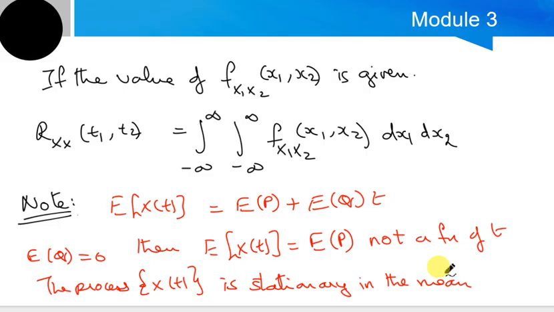The first order density is inherently a function of time. However, the process x of t is not stationary of order 1 and is not going to be stationary of any order. Therefore, in general, it is not stationary, but if E of q equal to 0, then it is stationary. Shall we make this clear?